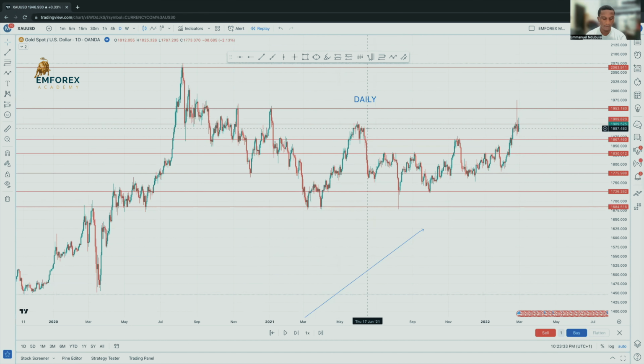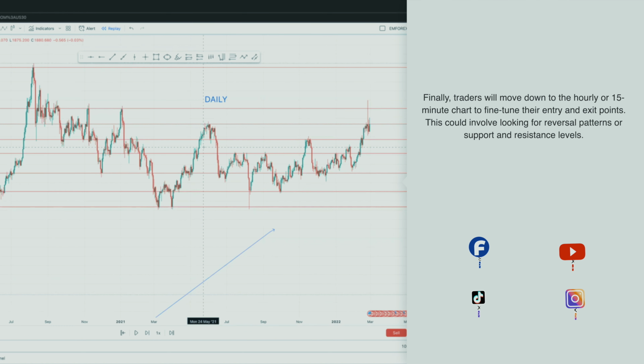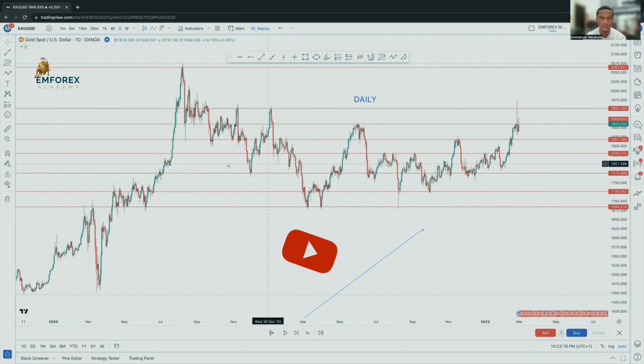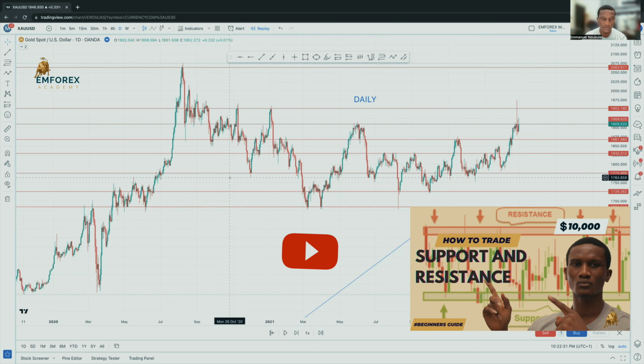So finally, traders will move down to the hourly time frame or the 15-minute time frame to fine-tune their entry and exit points. This could involve looking for reversal patterns or support and resistance levels. And if you don't know how to get support and resistance levels on your chart, do well to watch my previous video on understanding support and resistance trading. The link should be in the description section or somewhere around the video.